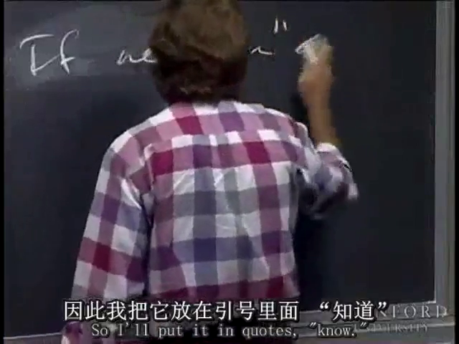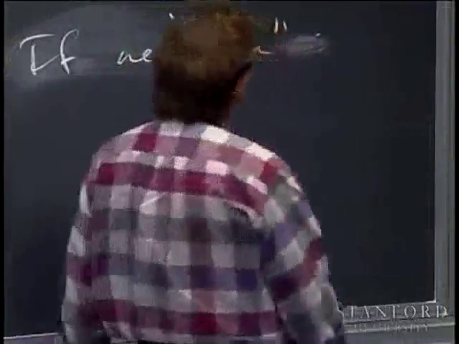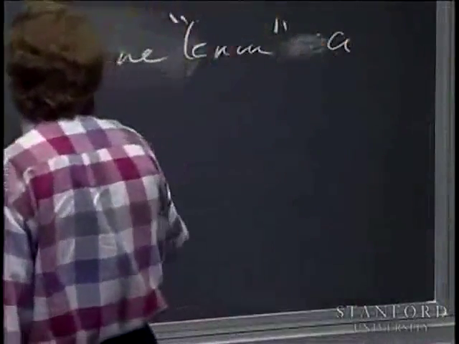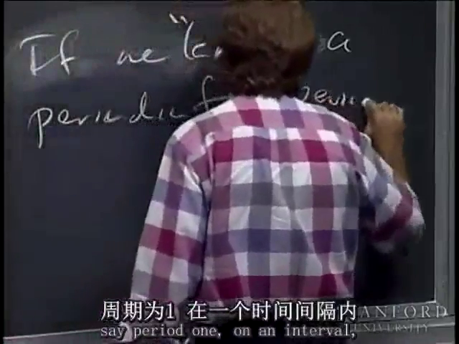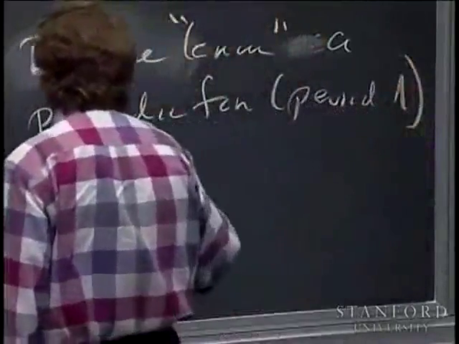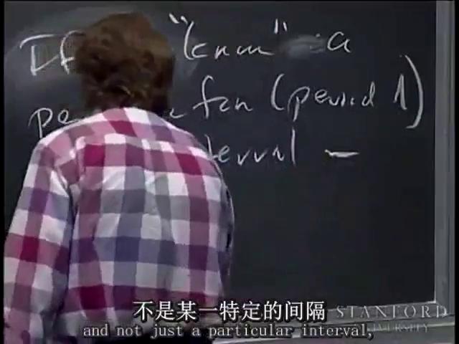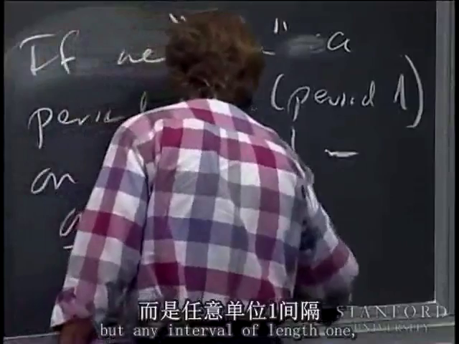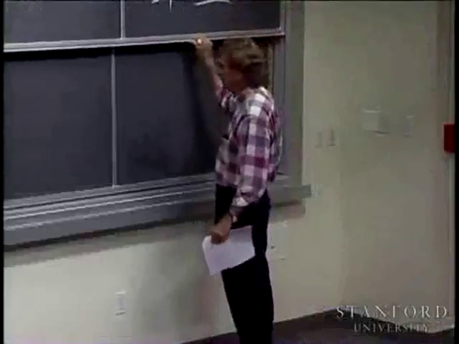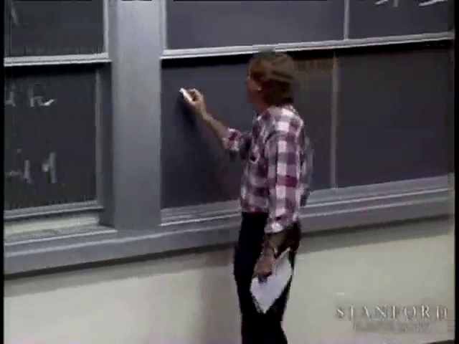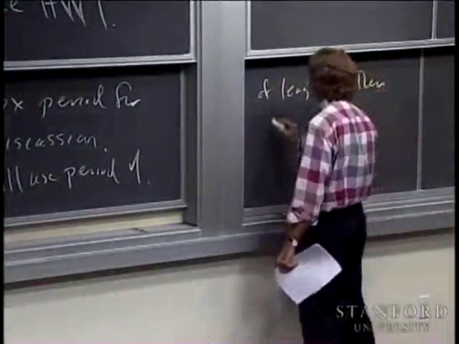So I'll put it in quotes, to be a sort of generic, infinite, perfect, godlike knowledge. So if we know a periodic function, say period 1, on an interval, and not just a particular interval, but any interval of length 1, then we know it everywhere.